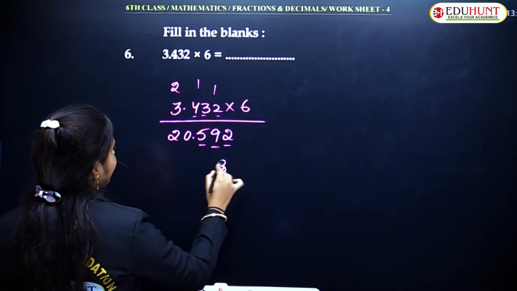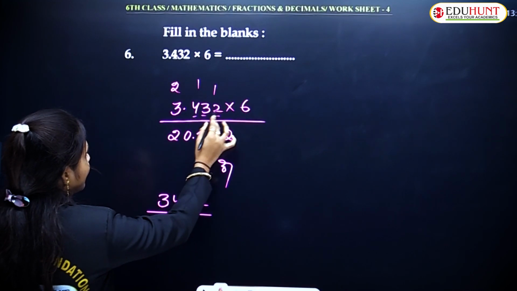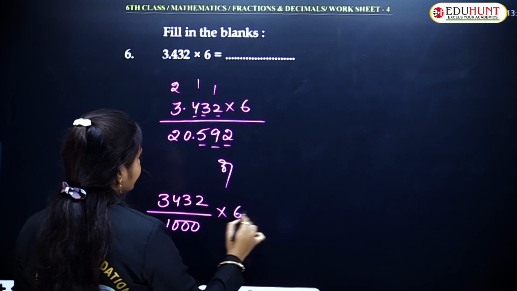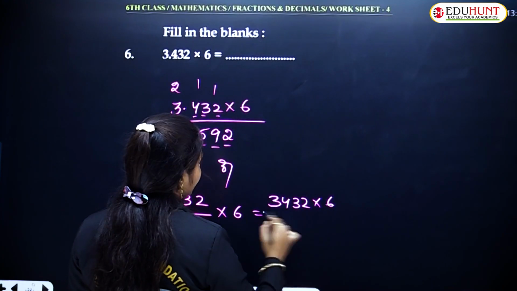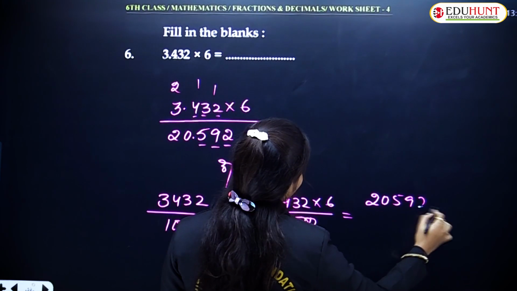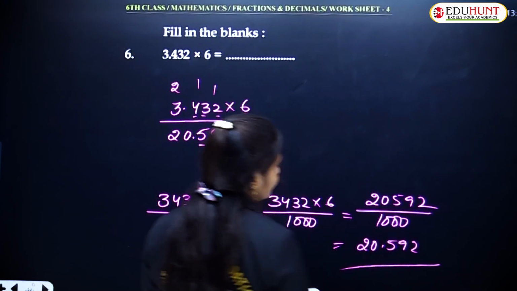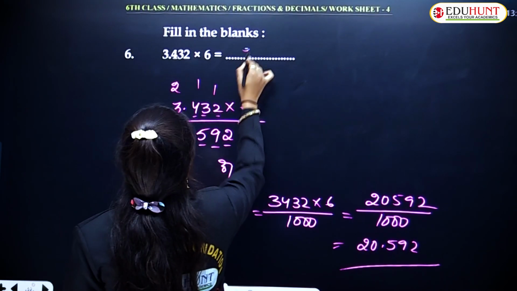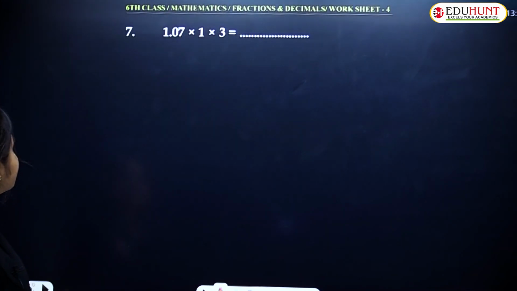Understand? Or another way is 3432 by, and here after the point how many digits are there? 3 digits. So by 1000 into 6. We can write this as 3432 into 6 by 1000, which equals 20592 by 1000. Again you will get the same number, no? 20.592. Understand? Yes. So as per this, what is the answer? 20.592. Clear? Yes.